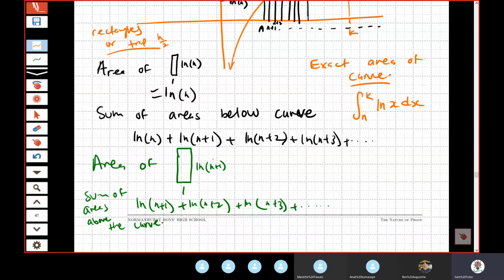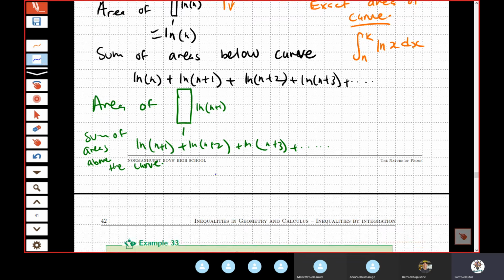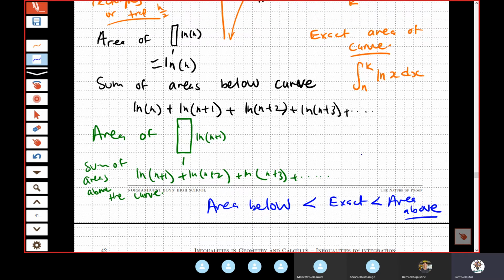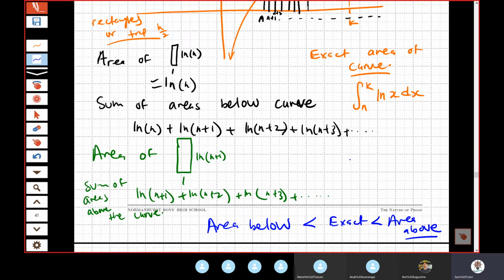So we found the area of the smaller ones, we found the area of the larger ones, we found the exact area, and then pretty much the conclusion you'll be making is something like this. And this is what you're going to be dealing with a lot. Area below is less than exact, which is less than area above. Let me know once you guys are ready to move on. I will start a question now. So a bit of a different logic than what we were doing last week.